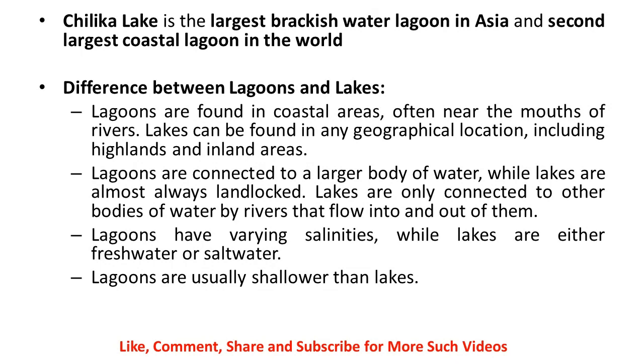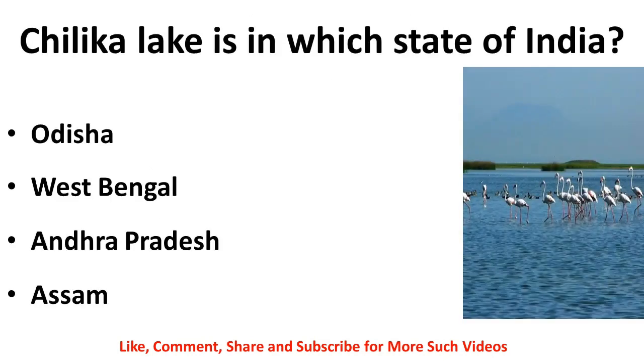Lagoons are usually shallower than lakes. That is another important point. So Chilika Lake, its another property is that it is the largest brackish water lagoon in Asia and second largest coastal lagoon in the world. These are its positions in Asia and world by its properties. Let's continue with the next question.